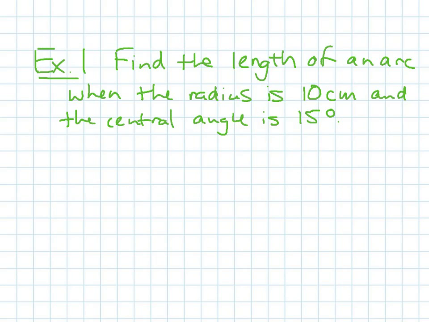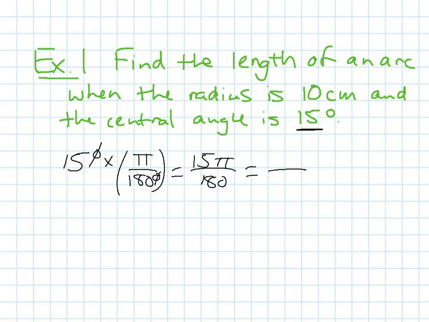For the first example, I want to find the length of an arc when the radius is 10 centimeters and the central angle is 15 degrees. Since it's at 15 degrees, I need to use what I learned in part 1 and convert 15 degrees into rads. So I need to use pi over 180. My degrees cancel out. I multiply across, which gives me 15 pi over 180. That will give me pi over 12.